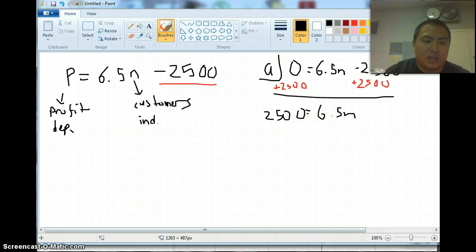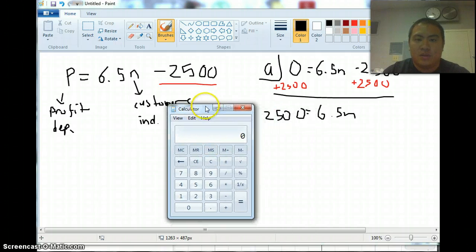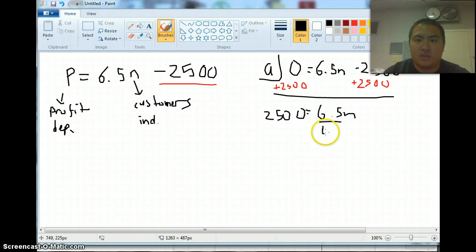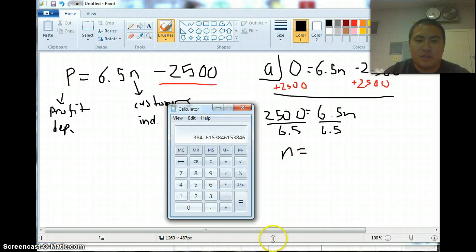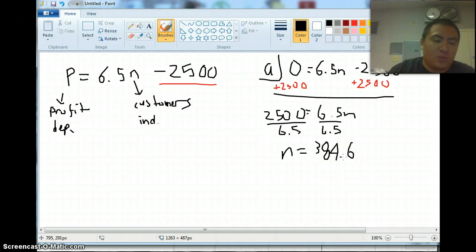Alright, so I'm going to pull out a calculator here. And let's do 2,500 divided by 6.5. Right, because I want to divide both sides by 6.5 to clear off the N by itself. And I should have done that one in red, but sorry, I will keep it in black. So that leaves us N equals 384.6. So essentially it's telling us we need to sell 384.6 tickets.